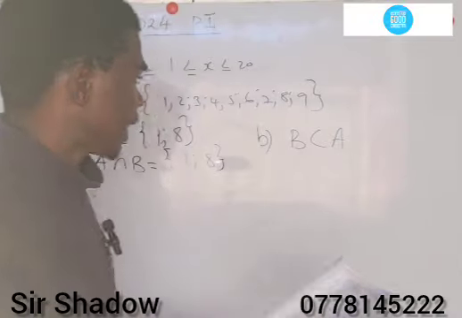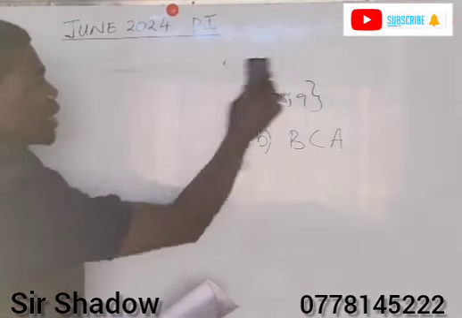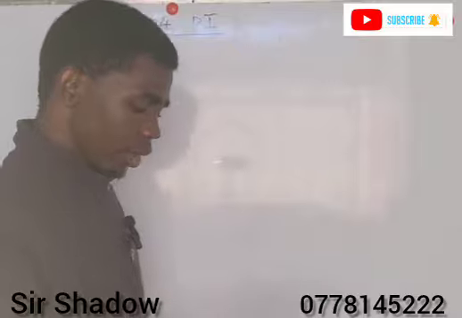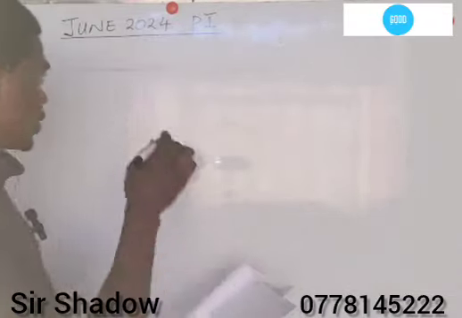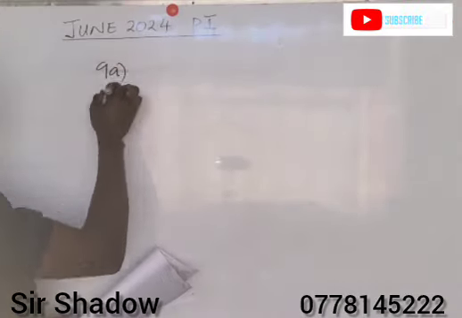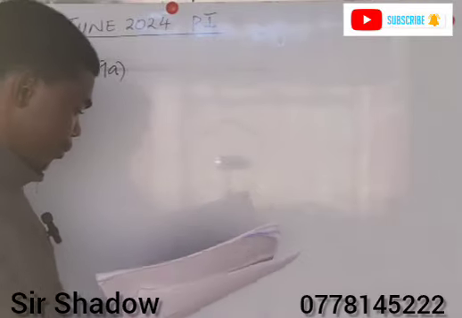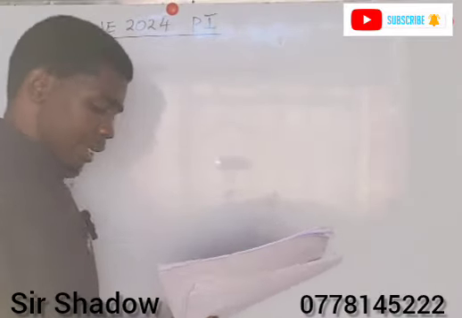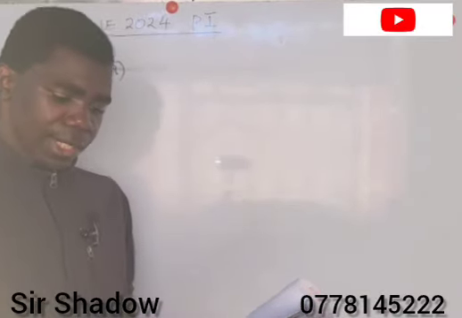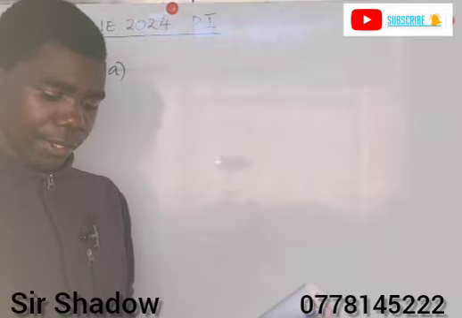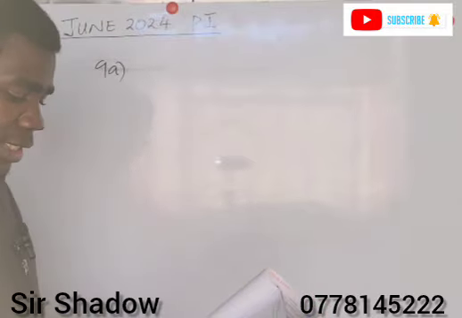Let's move on to question number 9A. Question number 9A reads: express 732 times 10 to the power minus 1 in standard form.